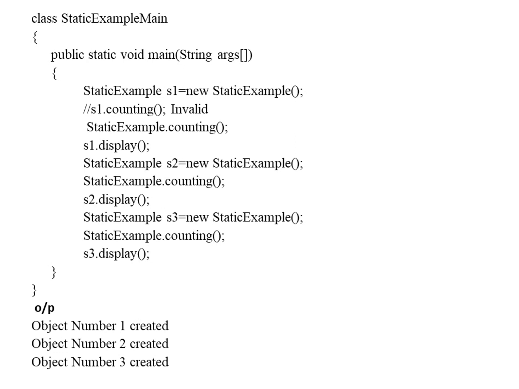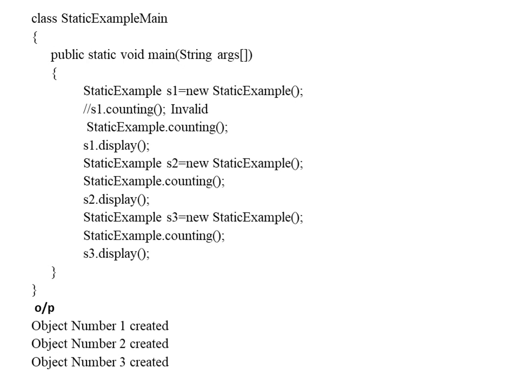See the output: object number 1 created, that is, your count value is incremented by 1. Then when I am creating the second object, I am calling the counting method again. So what happens? The count value is incremented by 1, so it becomes 2. Generally the normal method will reinitialize the instance variable, but here once memory is created for a static member, it will remain as it is for all the objects. That's why it is incrementing the count variable. So see the output: object number 2 created.